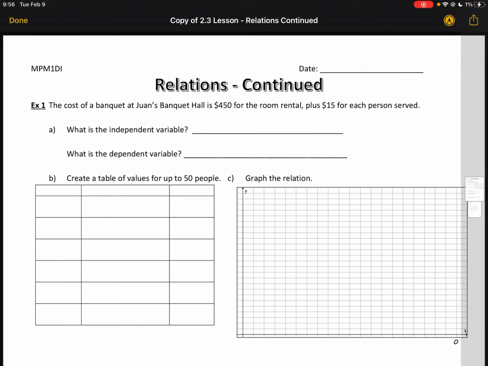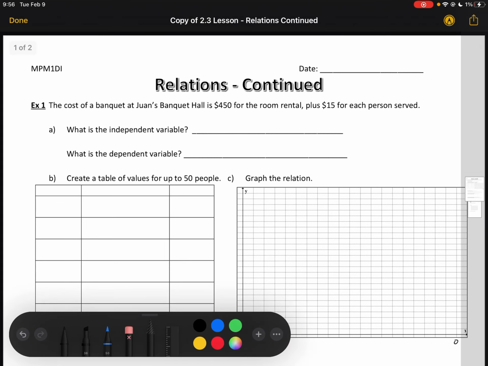This video talks about two real-world relations and does some analysis. The first one we're going to look at is the cost of a banquet at Juan's Banquet Hall. It costs $450 for the room rental, plus $15 for each person served.